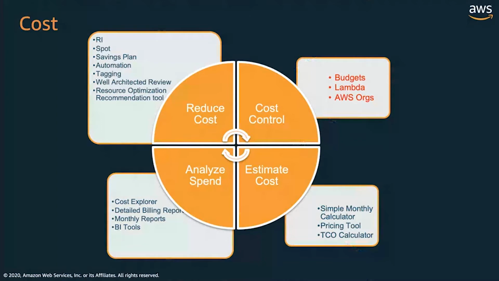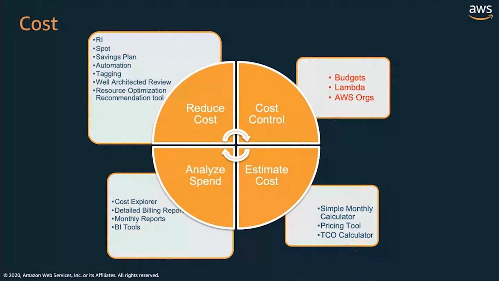Obviously, analyzing spend is a reactive thing. So analyzing spend has been done reactively after the event. Prior to you spending on AWS, you can also estimate cost. So there are tools which you may or may not have used, like the simple monthly calculator, which is kind of gradually being superseded by our new pricing tool, but still available as a simple monthly calculator.